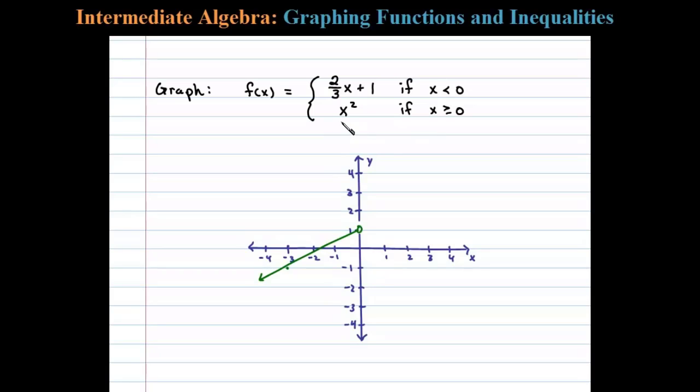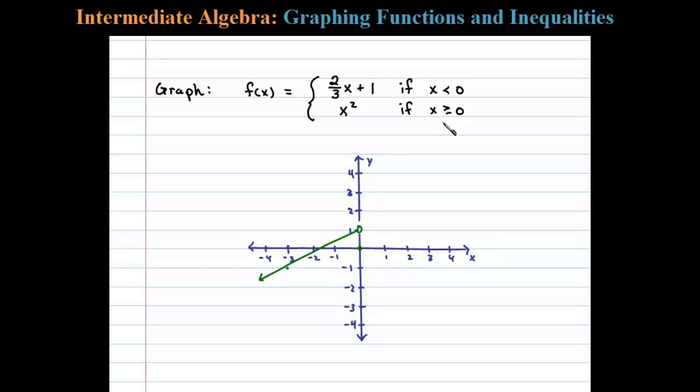Now for the second piece, the squaring function, that's only defined for x values greater than or equal to 0. And so the smallest x value is 0. When I plug in 0, 0 squared is 0, and the origin is a point on that graph.